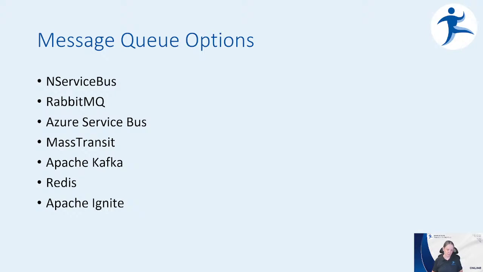Now with message queue options, there are a lot of options out there. So Redis, Apache's got a couple products like Kafka and Ignite. Azure Service Bus, NServiceBus, RabbitMQ, MassTransit. There's all sorts of options that are out there. Today's demos, we're going to look at MediatR. We're also possibly going to look at NServiceBus as well if time allows.